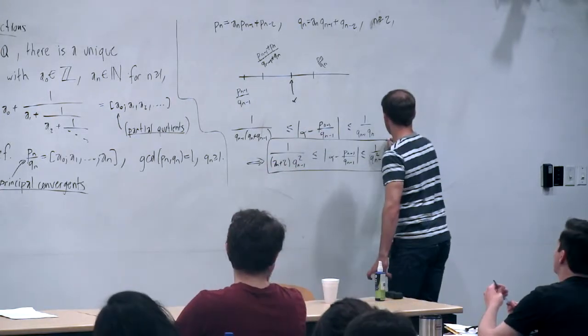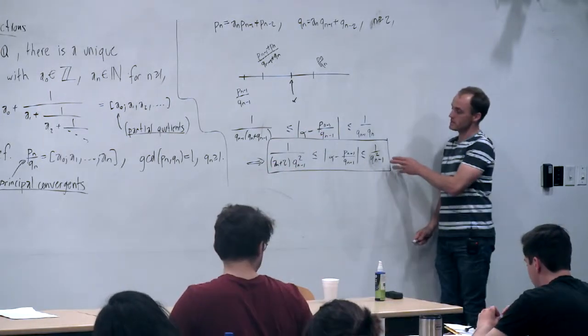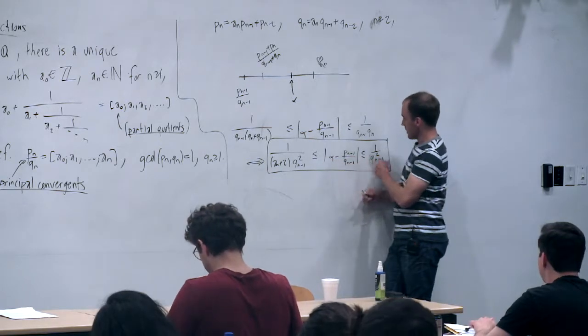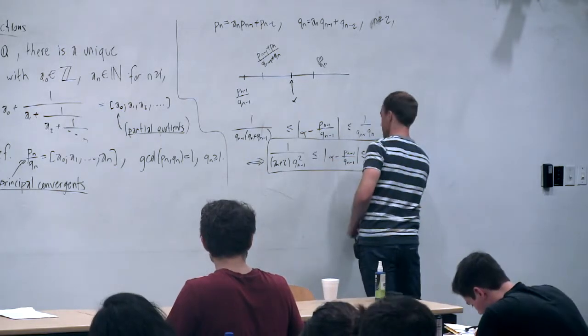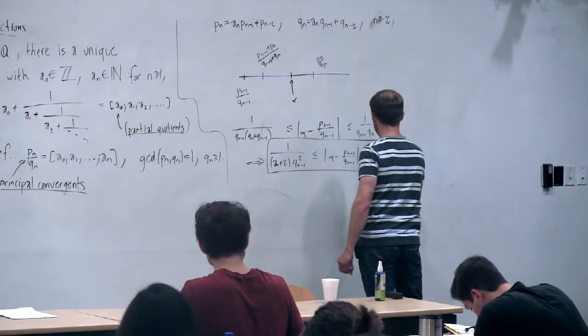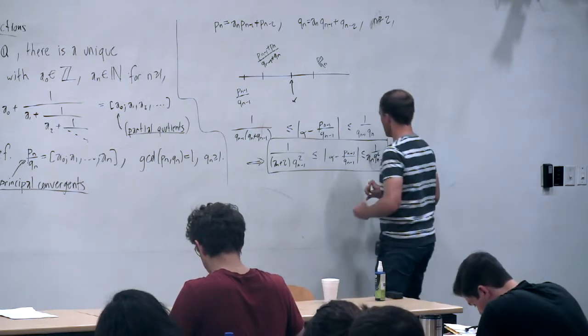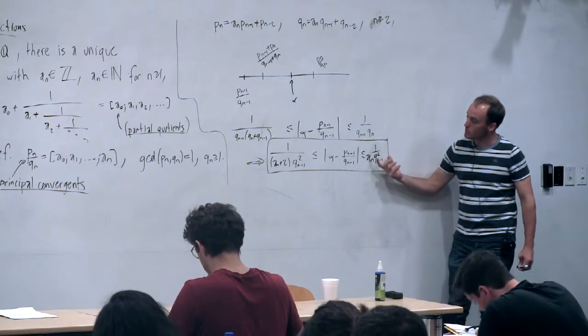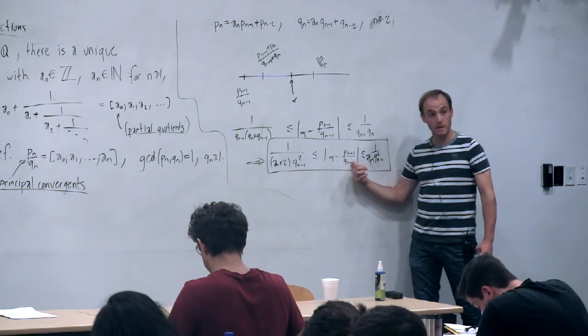And so I have this pair of inequalities, which is essentially best possible. What I mean is that this pair of inequalities tells you how well... Oh, I forgot an a_n here. Let me put it in there: a_n times q_{n-1} squared. This pair of inequalities tells you the real truth about how well alpha can be approximated by these numbers.